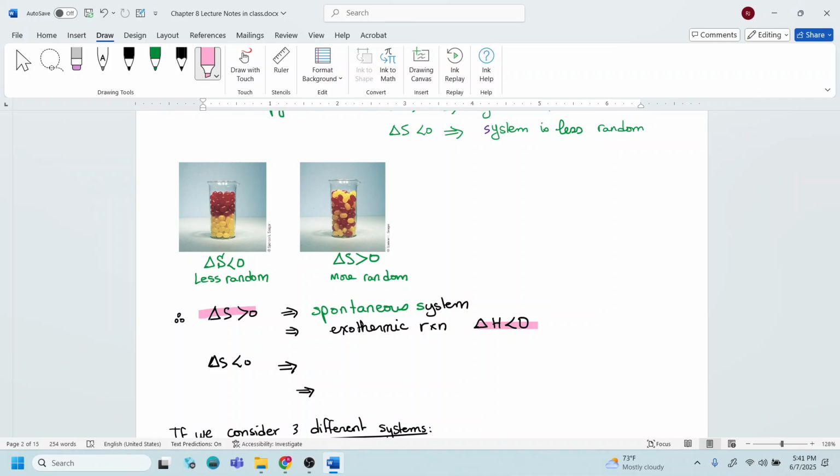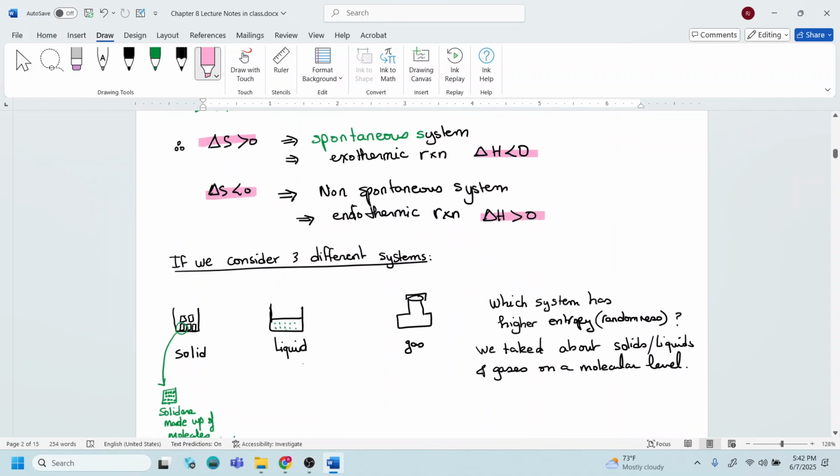On the other hand, if your system is less random, then this will represent a non-spontaneous system or reaction. It's the same. So we're talking about an endothermic reaction, and delta H is going to be positive. Again, the signs are going to be opposite for delta S and delta H.